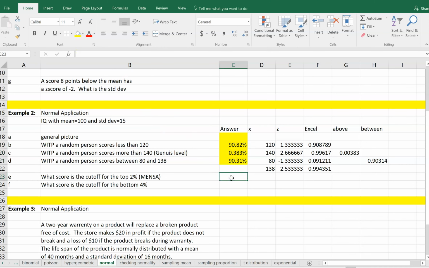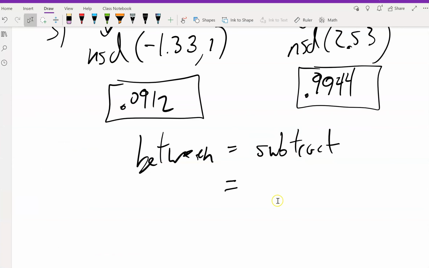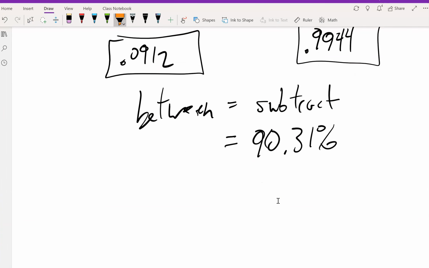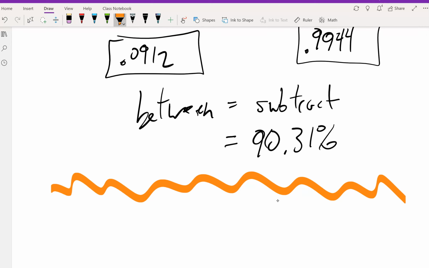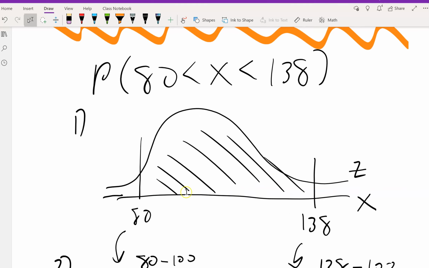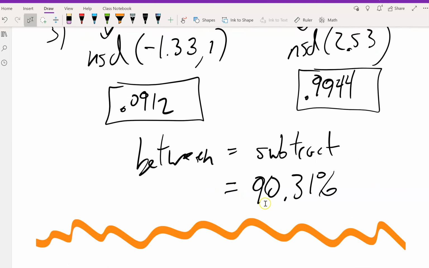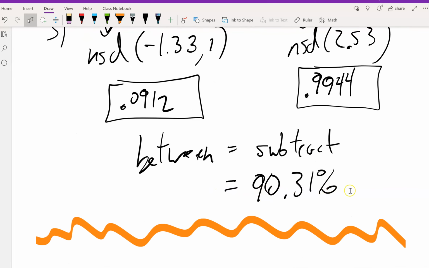Those are the three classic questions: how to find the probability below, probability more, probability between. Let me just finish off my thing. 90.31. So it's a pretty good chance. There's a pretty good chance the next random person that comes in takes our IQ test and they're going to score between the bounds of 80 and 138. It is a 90% chance.